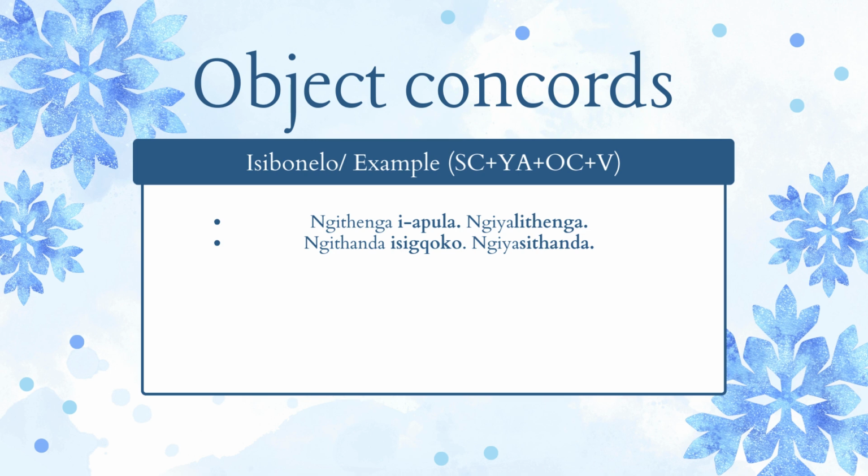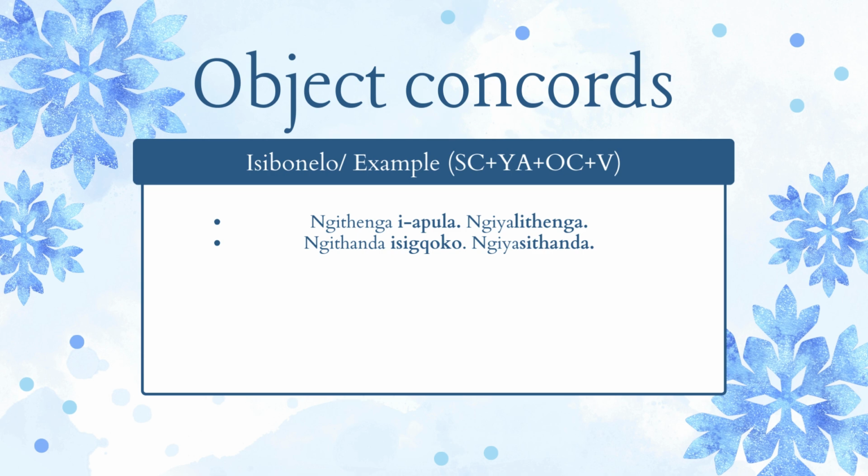Ngithenga i-apula. I am buying an apple. So this sentence has the subject, the verb, and the object. The subject is me, I. The verb is tenga, buy. The object is the apple. But I do not want to mention the apple. So then I will say ngiyalithenga. I am buying it instead of I am buying an apple.